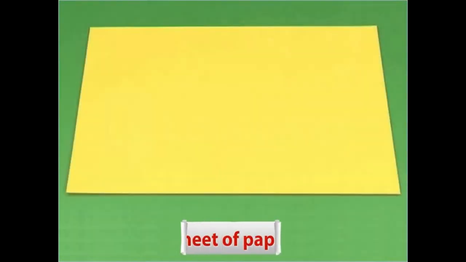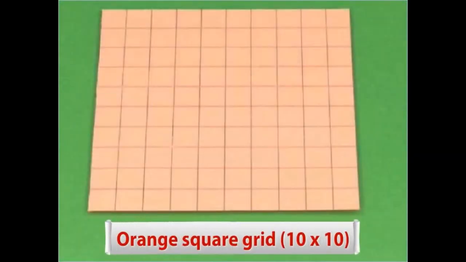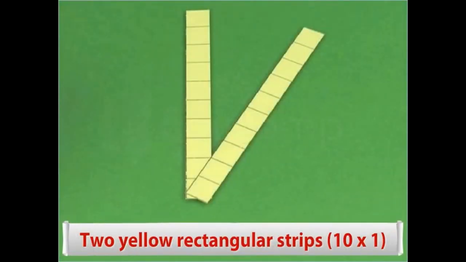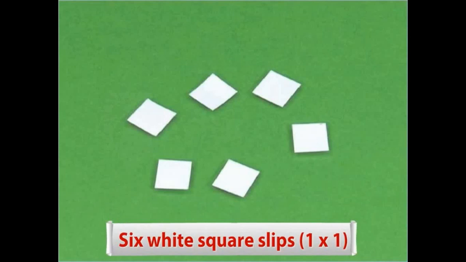For the activity, we need a sheet of paper, an orange square grid of dimension 10 by 10, 3 white rectangular strips of dimension 10 by 1, 2 yellow rectangular strips of dimension 10 by 1, and 6 white square slips of dimension 1 by 1.